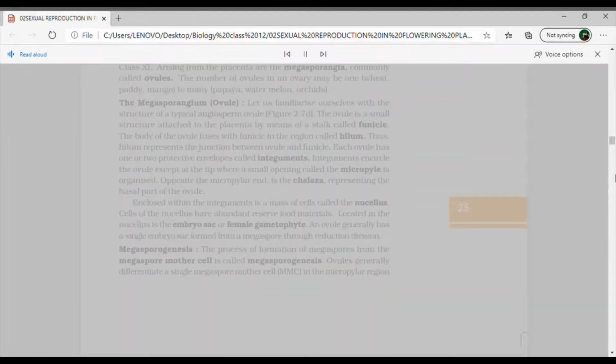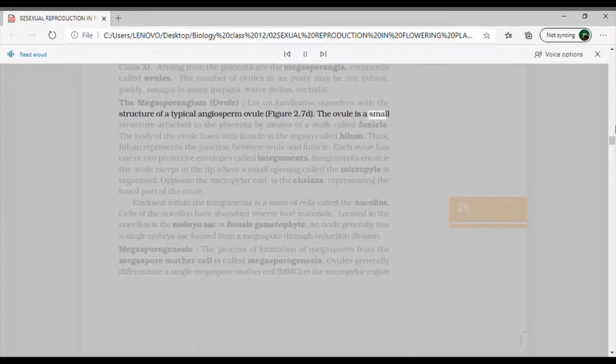Arising from the placenta are the megasporangia, commonly called ovules. The number of ovules in an ovary may be 1 (wheat, paddy, mango) to many (papaya, watermelon, orchids). The megasporangium, ovule: let us familiarize ourselves with the structure of a typical angiosperm ovule, Figure 2.7d.